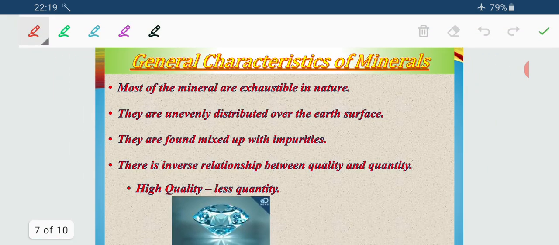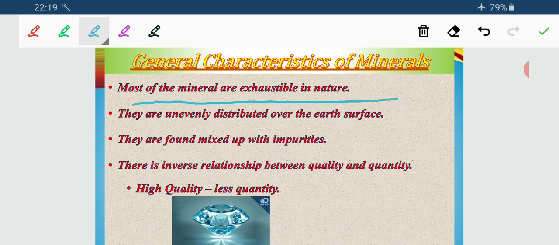Now, what are the general characteristics? Most of the minerals are exhaustible in nature. It is one of the very specific characteristics of a mineral, exhaustible in nature. Now have you ever thought that the mineral that is present in a particular place, the same type of mineral is found in other areas also? No. Everywhere we can find that there is a diversity of the accumulation of minerals. So what is the second characteristic? They are unevenly distributed over the earth's surface.